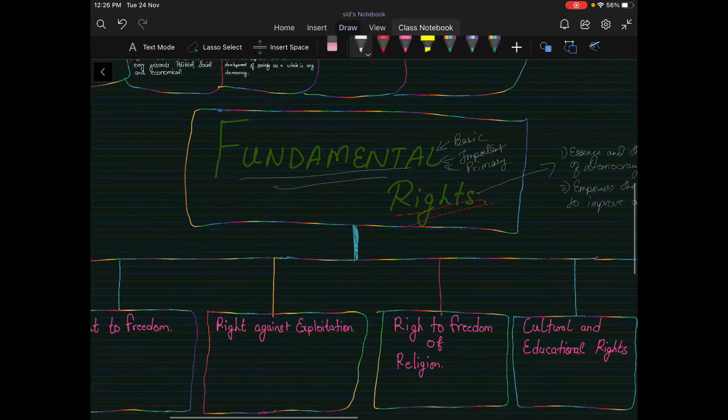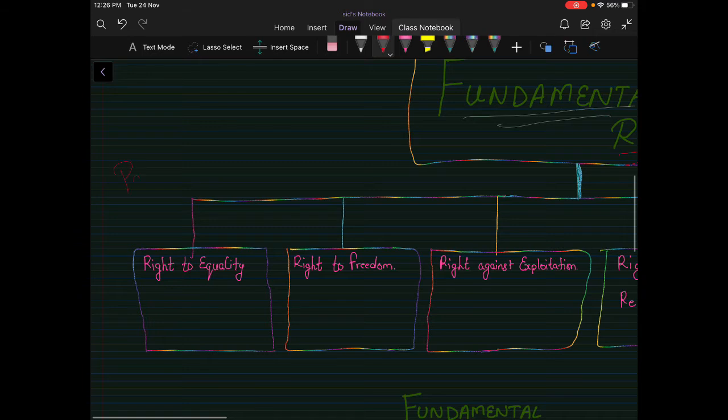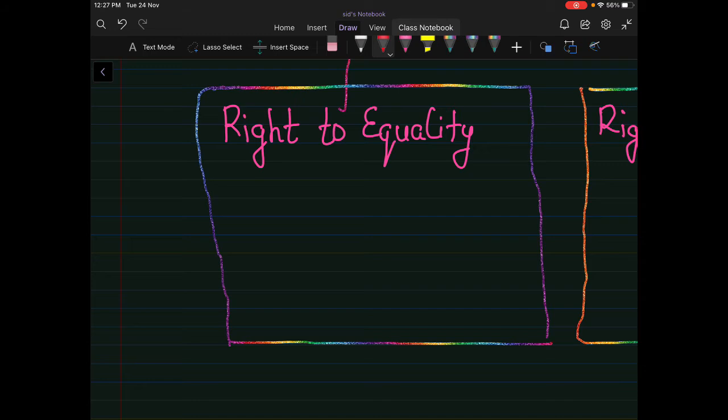Easy, right? Now let us move on to the 6 fundamental rights, that is in Part 3 of the Indian Constitution. Now let us move on to the first right, the right to equality. As we have already done this in the features of the preamble, it simply expresses those same feelings. The right to equality guarantees equality before the law.